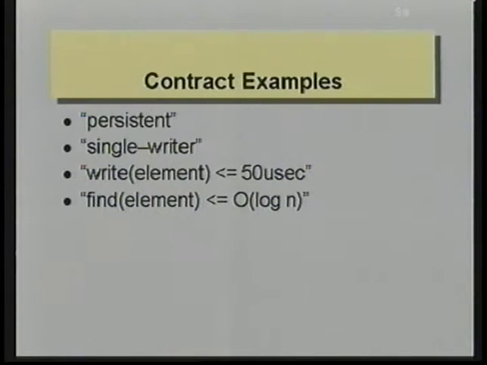Another example of a contract would be to find an element, perhaps in a data structure, where the execution time of that find is proportional somehow to the size of the data structure. So you could express the runtime complexity, or you could express space complexity. All this sort of thing you can express in the contracts.